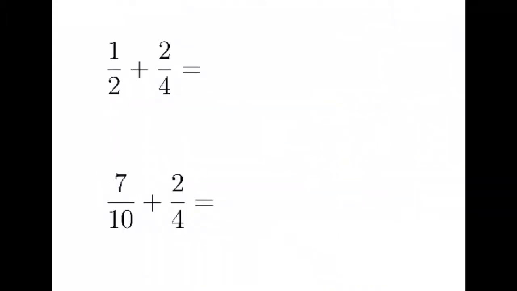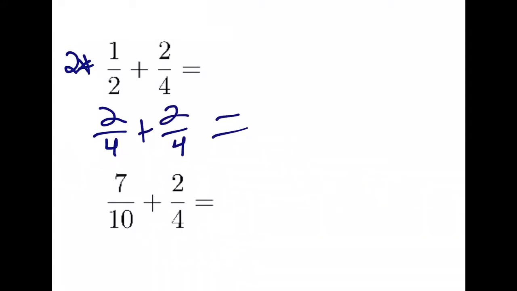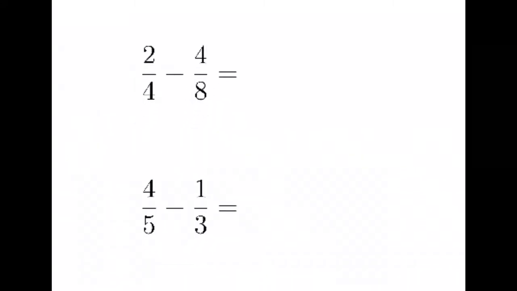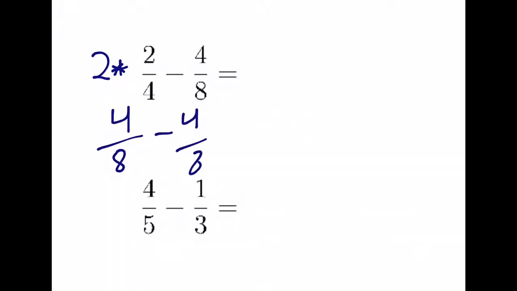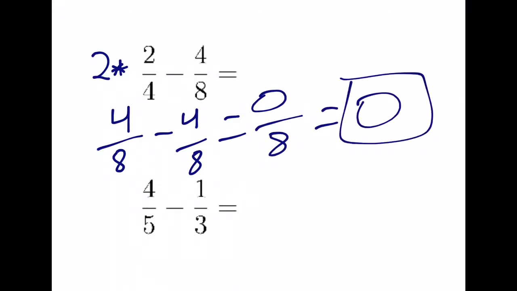Moving to the right, 1/2 plus 2/4. I notice that my first denominator can be doubled, and now I get 2 over 4 plus 2 over 4. Same denominator, so I can add straight across. 4 over 4, which simplifies to just 1. Same trick for the next one. I can double the first fraction, giving myself 4 over 8. And when I subtract 4 over 8, this gives me 0 over 8, which simplifies to just 0.